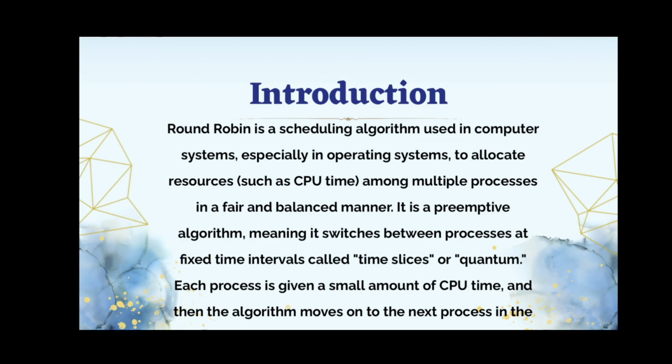Round robin is a scheduling algorithm used in computer systems, especially in operating systems, to allocate resources among multiple processes in a fair and balanced manner. It is a preemptive algorithm, meaning it switches between processes at a fixed time interval called the time quantum.